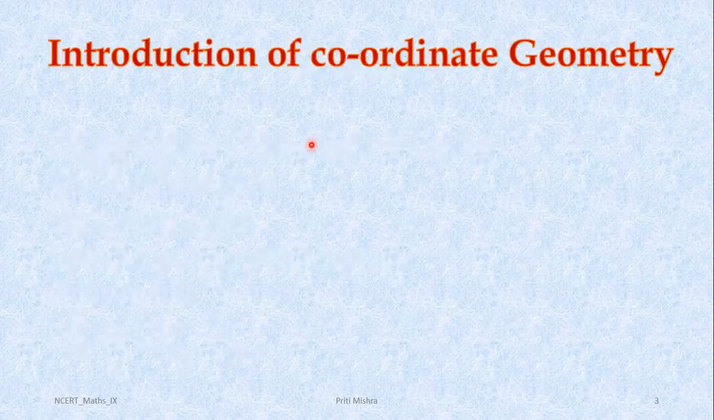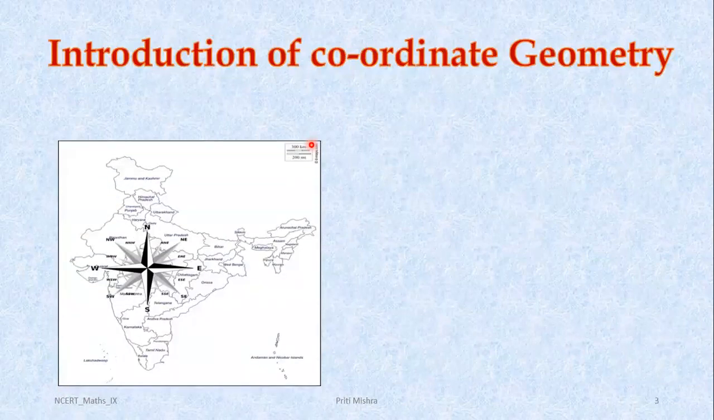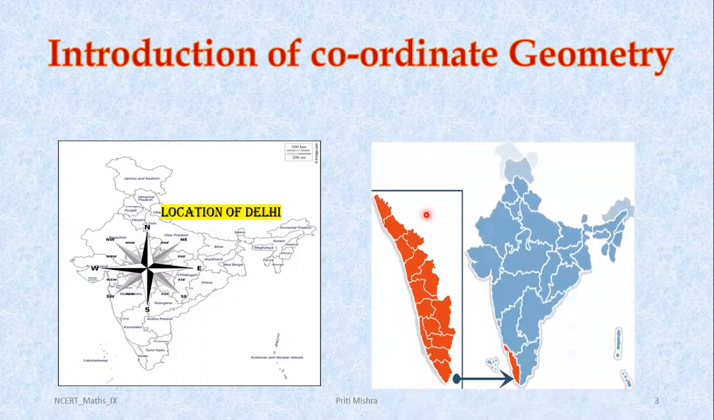What is coordinate geometry? Here you can see the map of India. If I ask you what's the location of Delhi in India, then one can say it's in the northeast direction in India, right? Now, if I ask you what's the location of Kochi in Kerala in India, then you will say, ma'am, it's in the south direction of India.